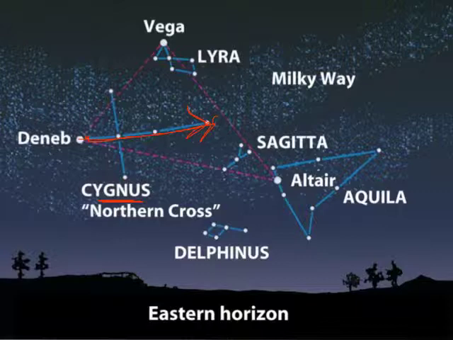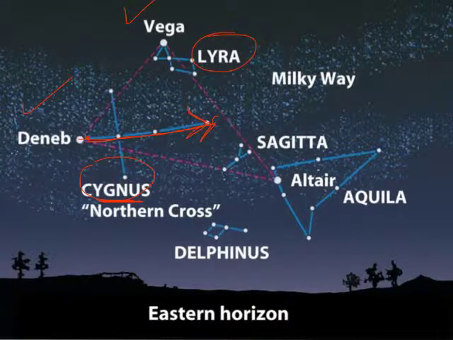triangle is made up of 3 stars. We have Deneb from Cygnus, and then we have Vega from the constellation Lyra, and then we have Altair from the constellation Aquila. Those are outstanding constellations that make up what we call the summer triangle.